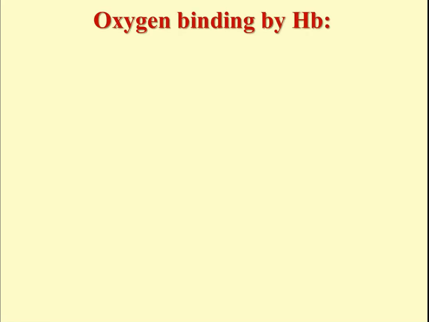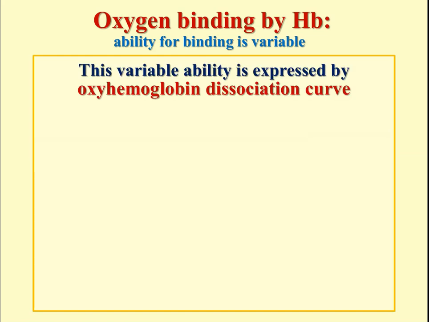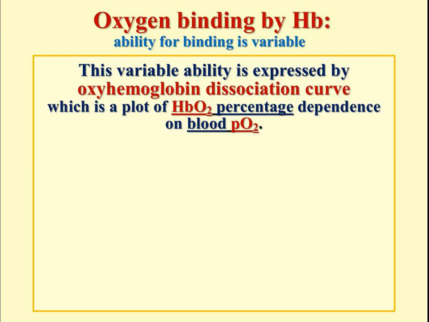Then oxygen binding by hemoglobin. This is a very important part of the whole theme. The ability for binding is variable because, remember, hemoglobin should be able to bind oxygen, but simultaneously it should also be able to release it easily, to dissociate. So variable affinity is expressed by the oxyhemoglobin dissociation curve. This is the specific figure which we are going to consider in many details. And this is a plot of oxyhemoglobin percentage depending on the blood partial oxygen pressure.